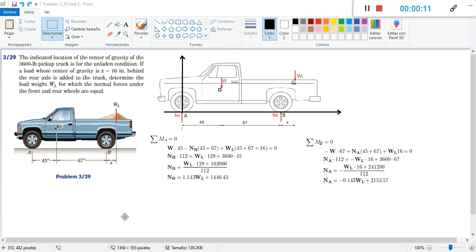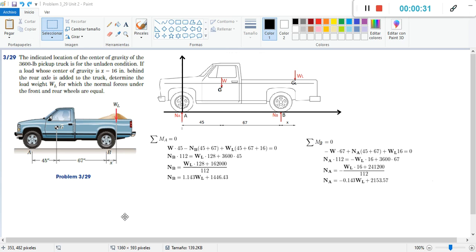Problem 3.29 says to indicate the location of the center of gravity of the 3,600 pound pickup truck for the unladen condition. If a load whose center of gravity is x equal to 16 inches behind the rear axle is added to the truck, determine the load weight WL for which the normal forces under the front and rear wheels are equal.